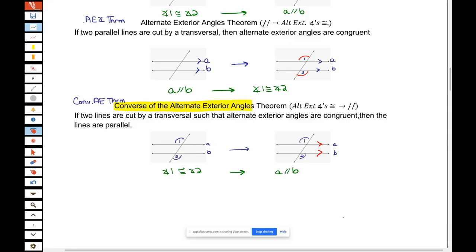So those are the theorems associated with all of the rules that we learned in our first unit. All of these theorems that we just went over, the corresponding and its converse, alternate exterior and its converse, alternate interior and its converse, can all be proven using the two postulates about same-side interior angles.